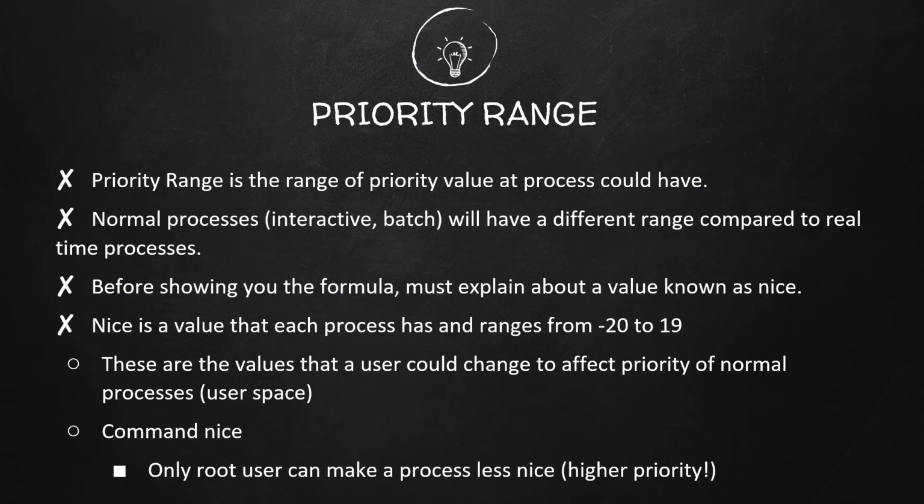Now, before showing you the formula, I need to explain a value known as nice. Nice is a value that each process has and ranges from -20 to 19. These are the values that a user could change to affect the priority of normal processes. As you must know, nice is a value that acts in the user space, so the command to change nice is literally the command nice.